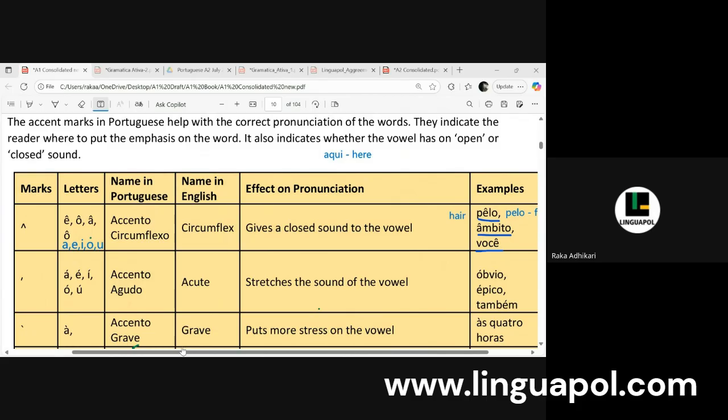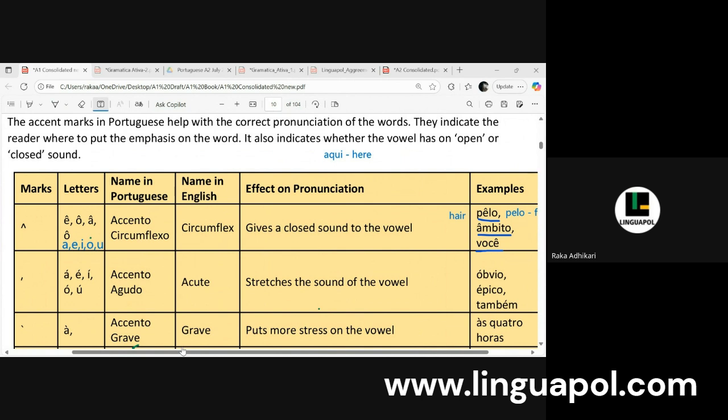Let's move on to the second accent, which is the most common accent, I would say. The second one here is the most common accent in Portuguese. It is called acento agudo. Acute accent. In English, we will call it acute accent. In Portuguese, we say acento agudo. It comes with all the five vowels. The simple effect is it stretches the sound of the vowel. Whichever vowel it comes on, it will stretch the sound of that. So our mouth might be more open, or we might just say the sound for a longer period of time.